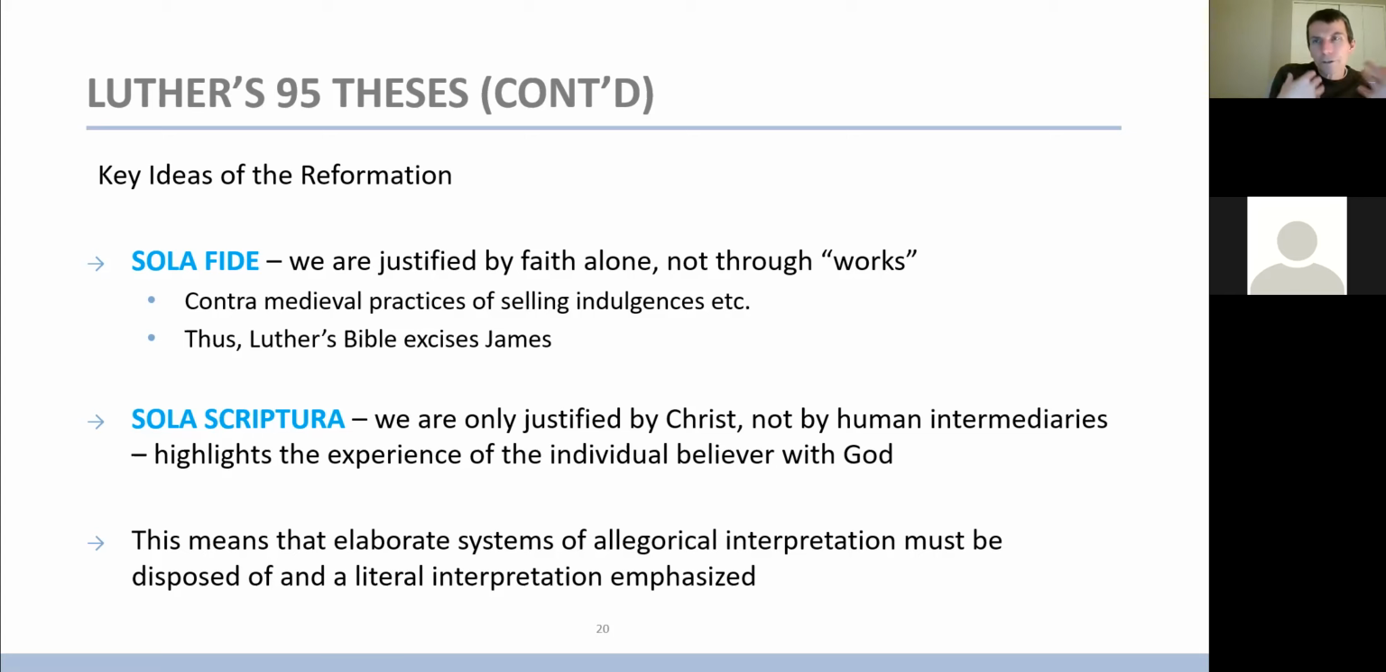You're saved by your faith, your own spiritual relationship to God. And you're only going to get that through the next one, sola scriptura.